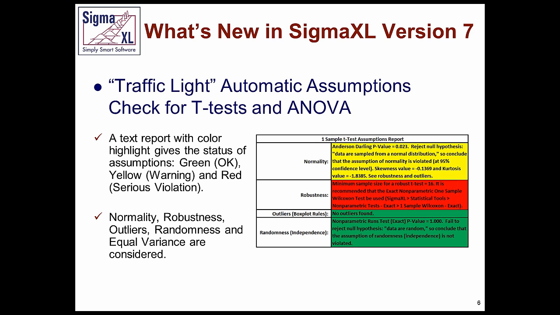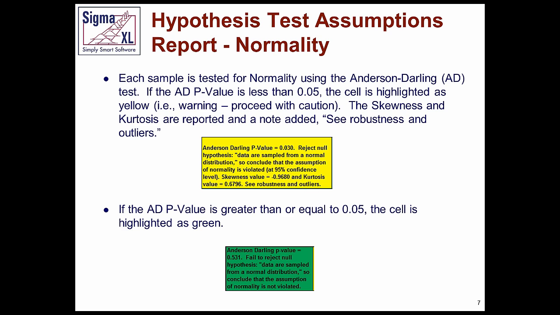All right, so the automatic assumptions check for t-tests and ANOVA. Normality. What we do there is very simple. If the Anderson-Darling p-value is less than 0.05, then you're rejecting the null hypothesis of normality. And we highlight that as yellow. The reason I do that is because you can still be robust to non-normality, but we want you to be aware that you have some non-normal data. So automatically, if you see yellow in the normality report, that's an indication of non-normal data. And we also then report the skewness and the kurtosis. If the p-value is greater than or equal to 0.05, then the cell is highlighted as green.